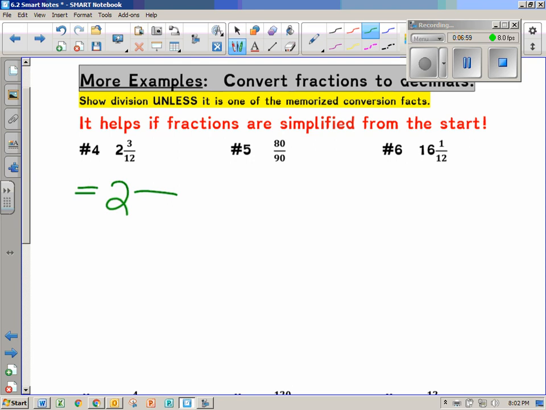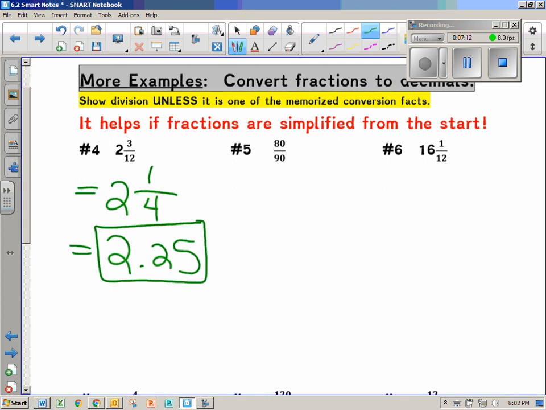So 3/12 is 1/4, and if we don't already know it, we should know it soon, that 1/4 is 0.25 in decimal form. So, done. Sometimes you don't have to do long division, and when you can avoid it, I strongly urge you to avoid it. So go ahead and simplify this one.